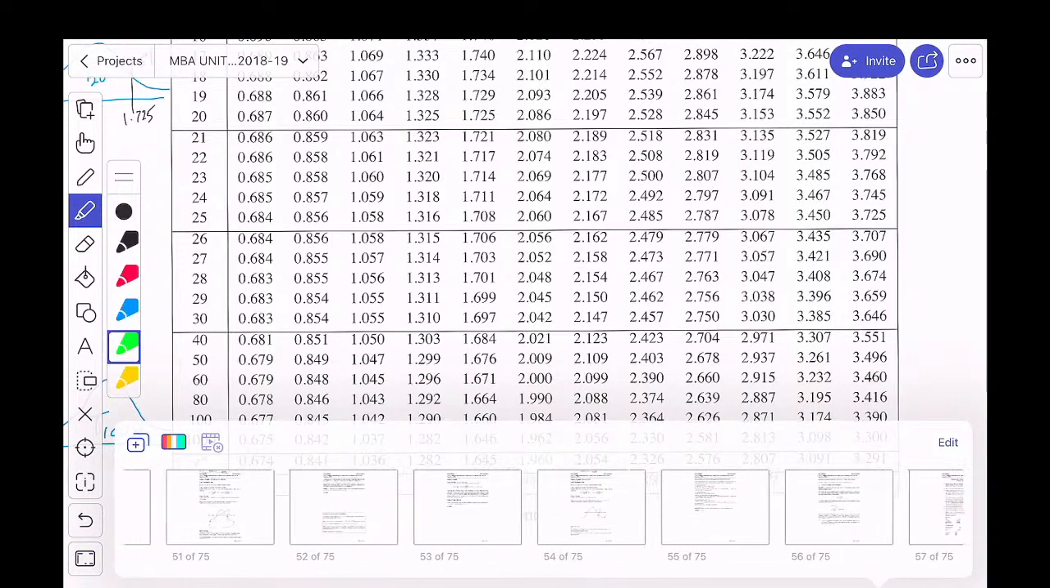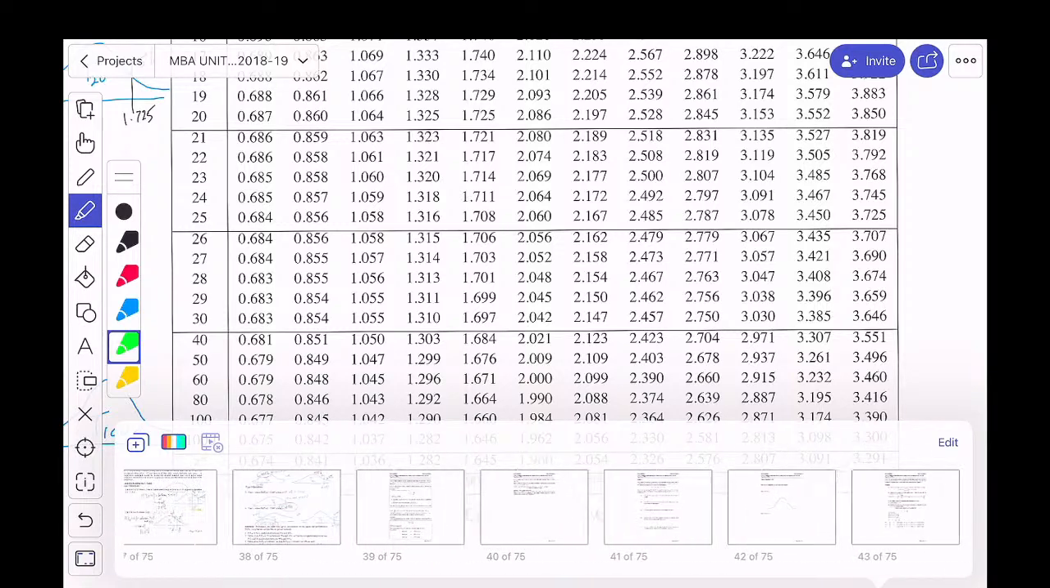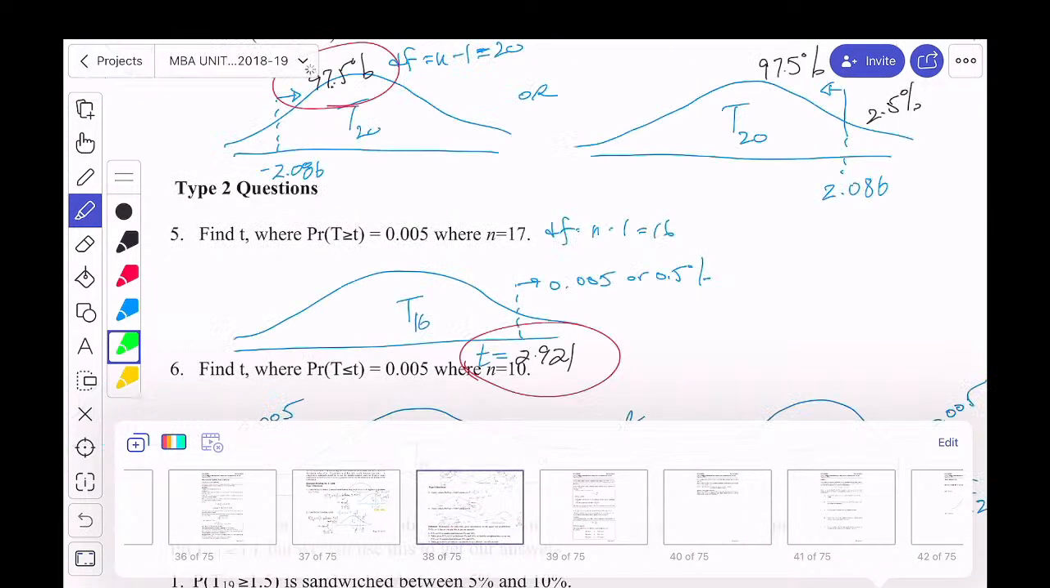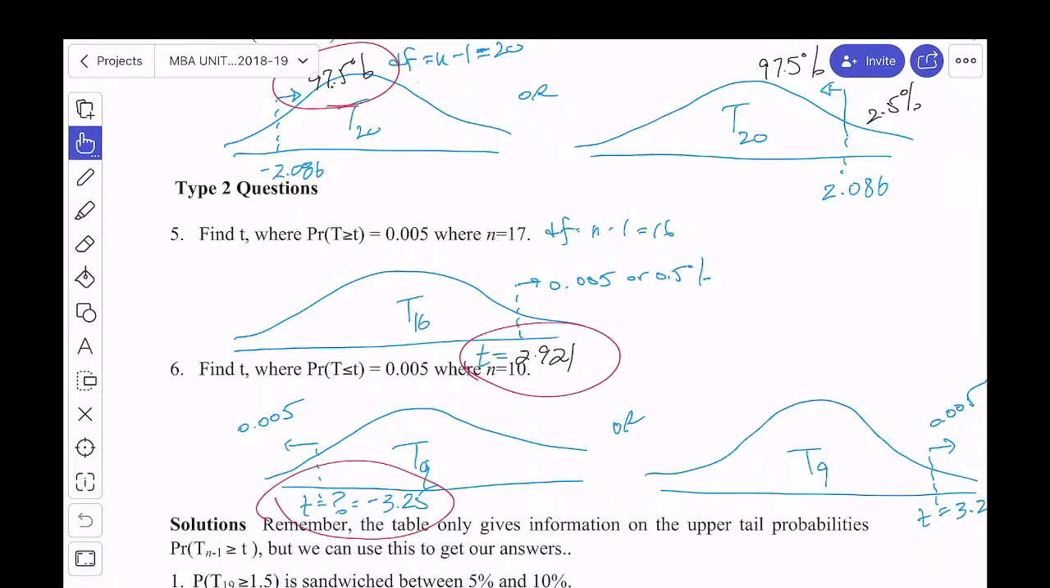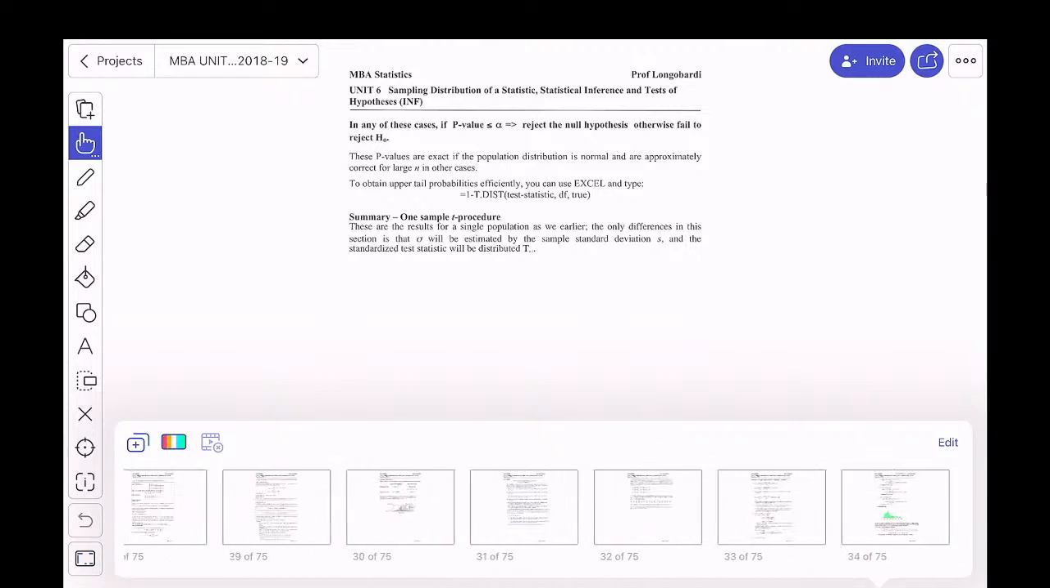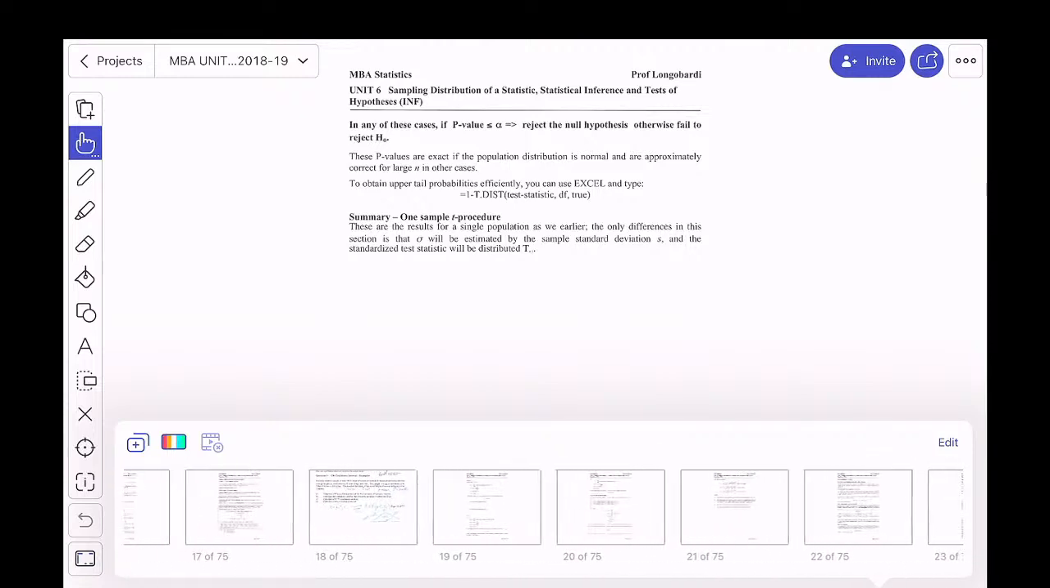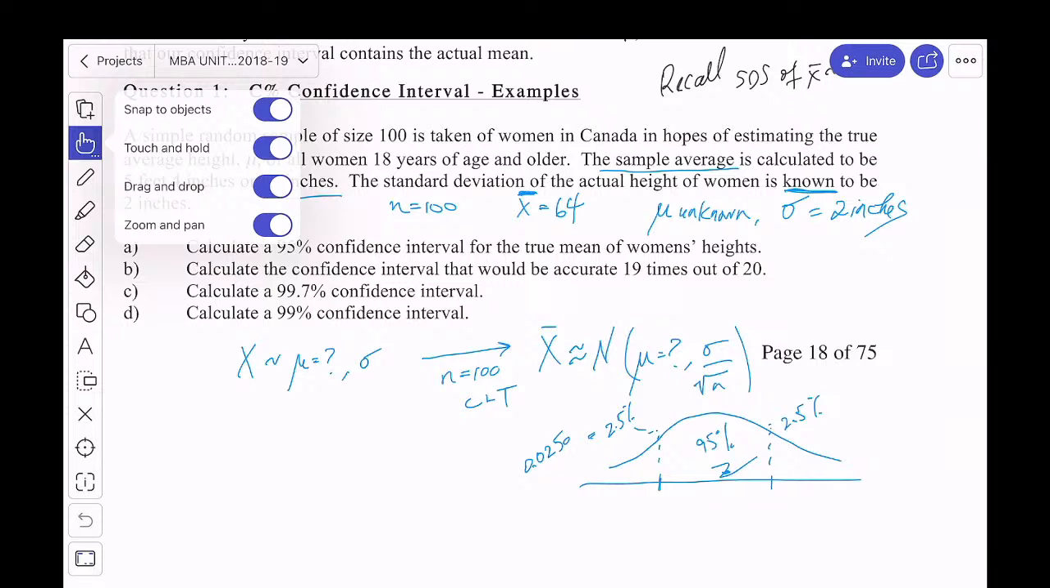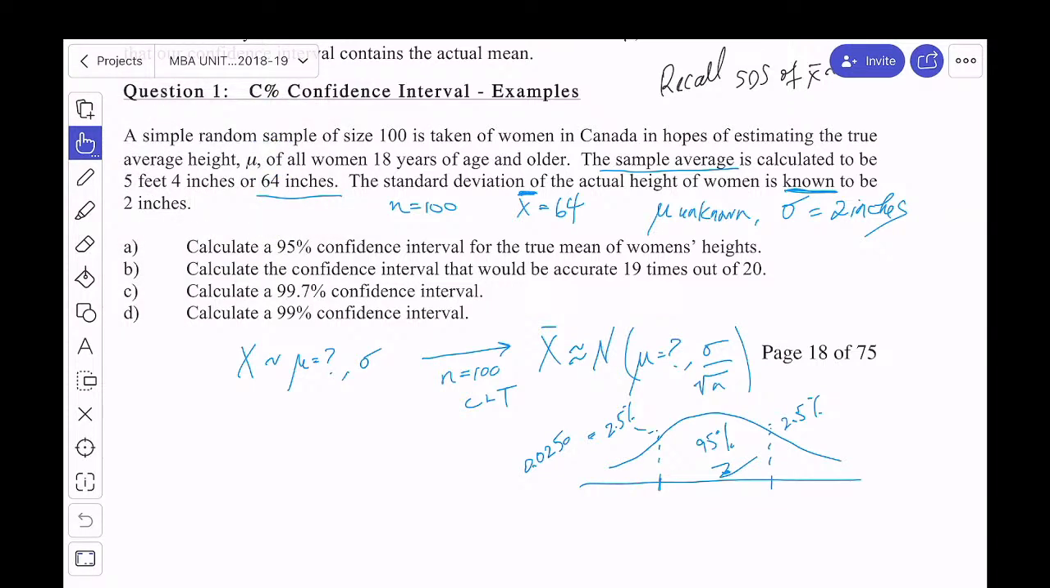1.96. So this is counter to what we learned before. We learned before that it was 2 standard deviations, but that was just a rounded value. It's not exactly 2. It's 1.96, which if you rounded it to a whole number, it would be 2.